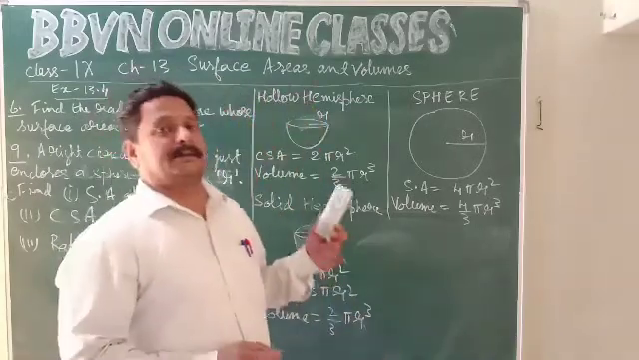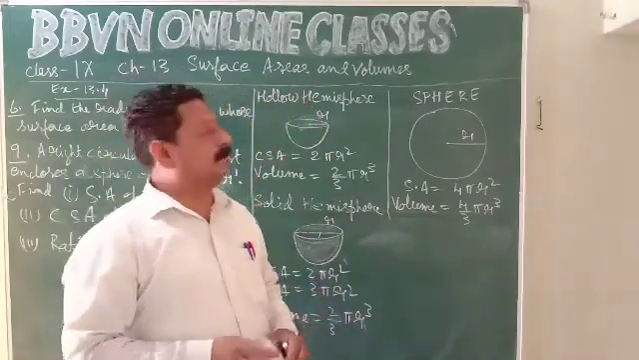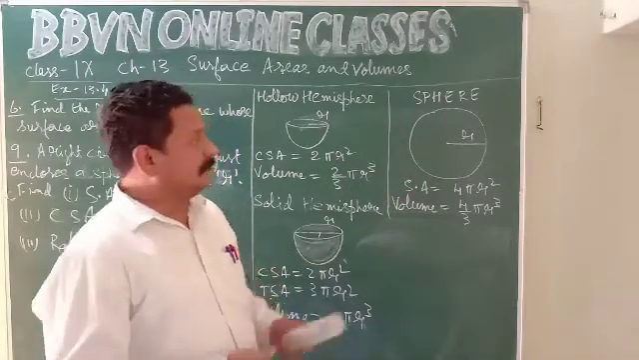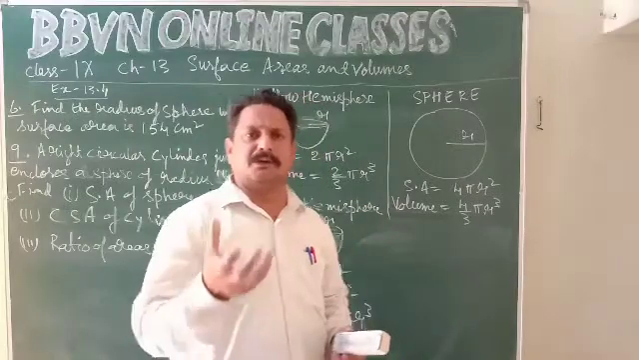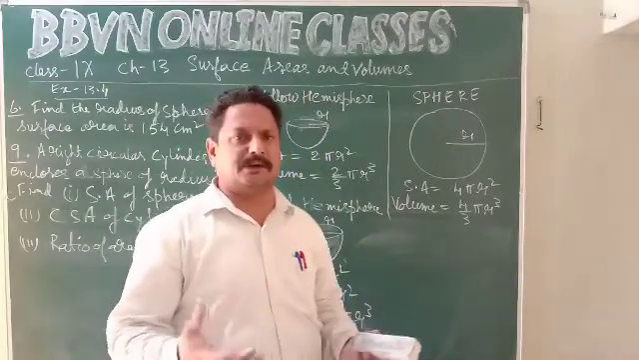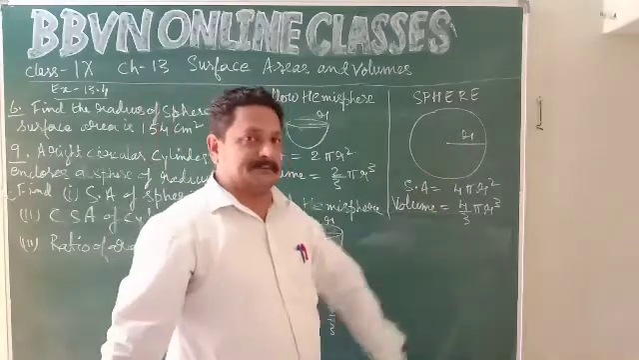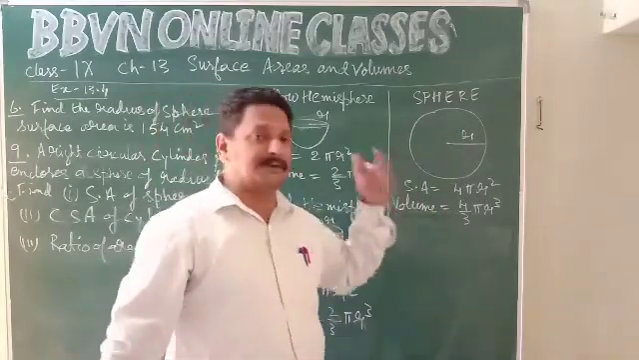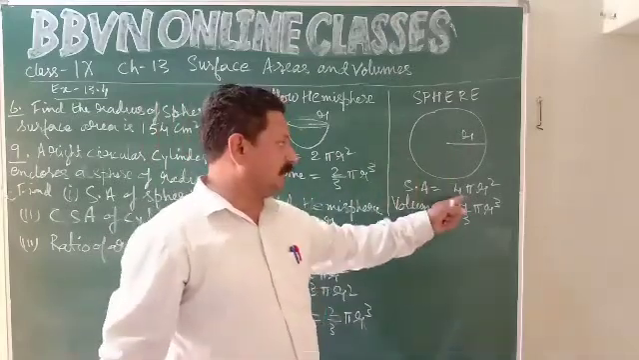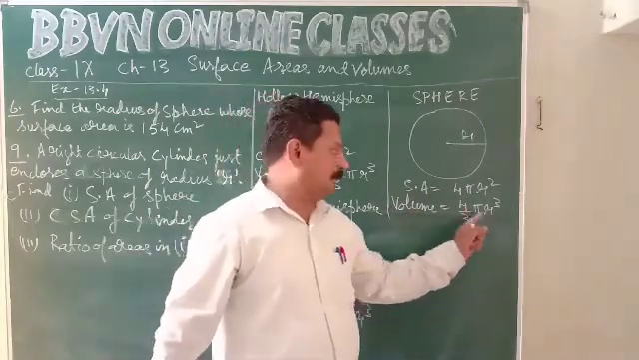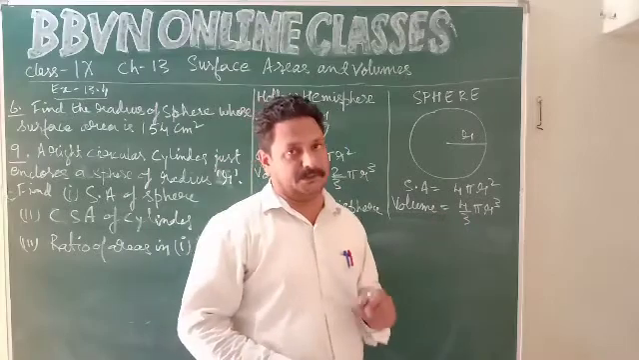We were in chapter number 13, surface areas and volumes. Today we will discuss about sphere and hemisphere. Sphere, spherical ball, you can say a football, basketball, whatever it is. The shape is spherical. Radius r. So a sphere has only surface area which is given as 4 pi r square and volume of a sphere is 4 upon 3 pi r cube.